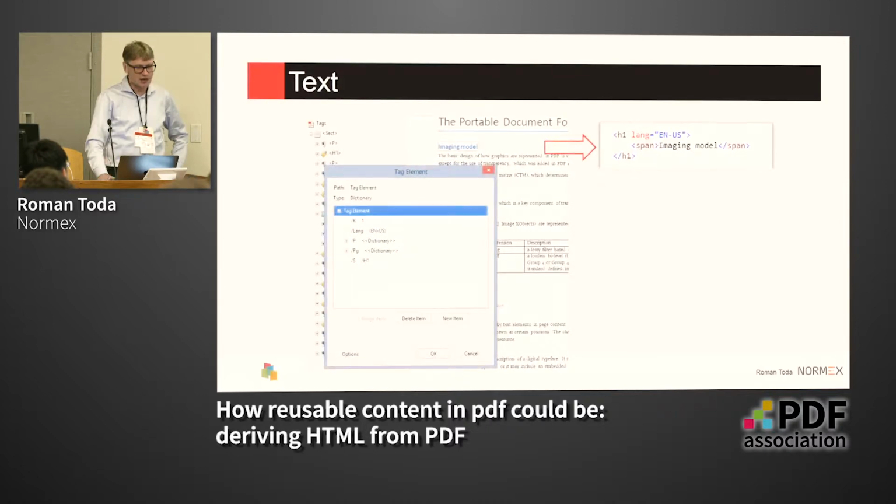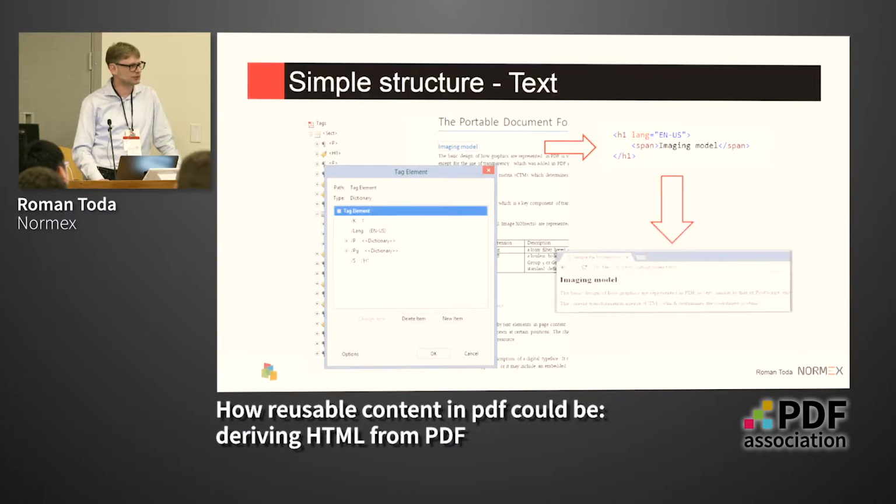How does the derivation then work? I said we want to actually use tagging as a standard point of contact with the PDF file. So we have a PDF file, we have this simple H1 structure element, it points into the content, and you may derive it into HTML, and that would look something like this at the end.